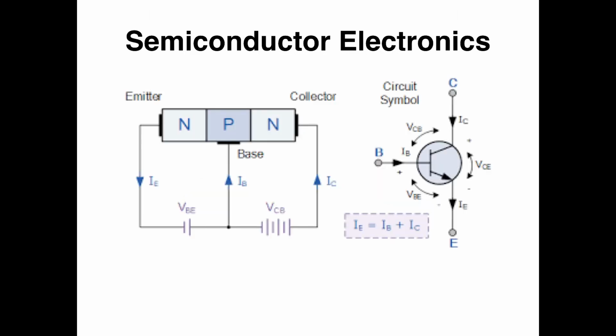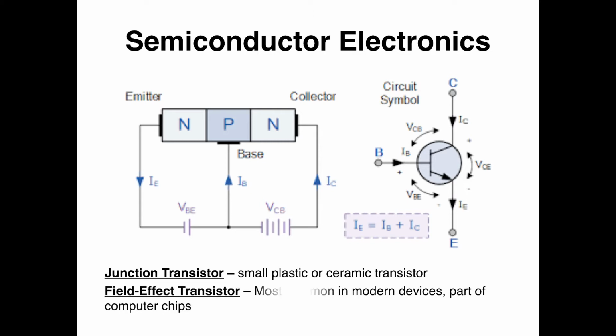Now this diagram shows the impact of an NPN triode, or an NPN semiconductor. A junction transistor is a small plastic or ceramic transistor, and the field effect transistor is a common device that's found in modern machinery that's part of computer chips, and this is shown on the right here. On the left is your junction transistor.